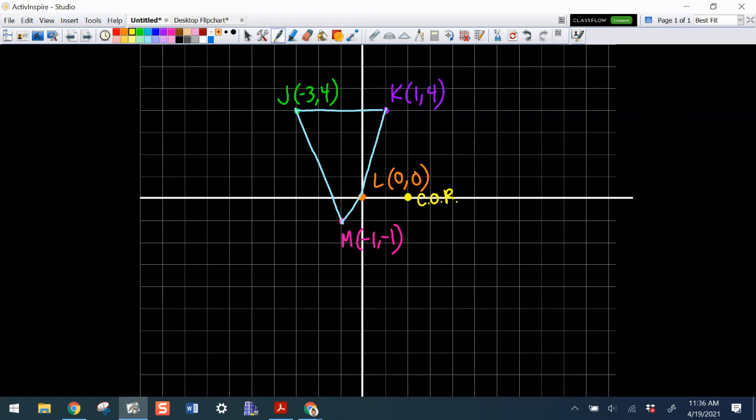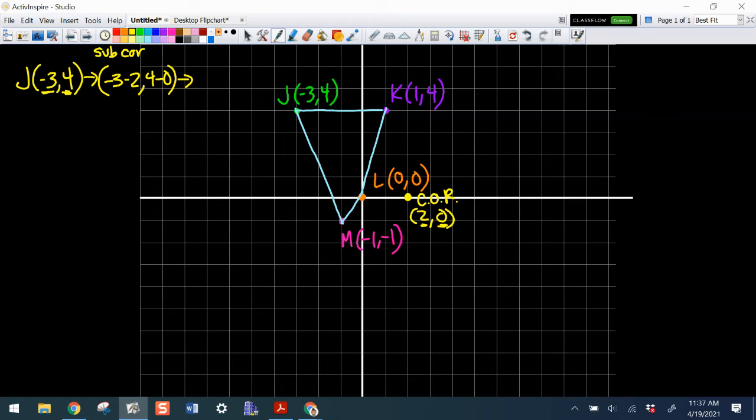So we're going to take J, which is located at (-3, 4), and the first thing we're going to do is subtract our center of rotation. So we're going to take -3 and subtract the point (2, 0). We can only subtract like values, so -3 and +2 are like terms. We're going to do -3 minus 2, and we're going to subtract our y value for J and our y value for the center of rotation, so 4 minus 0.